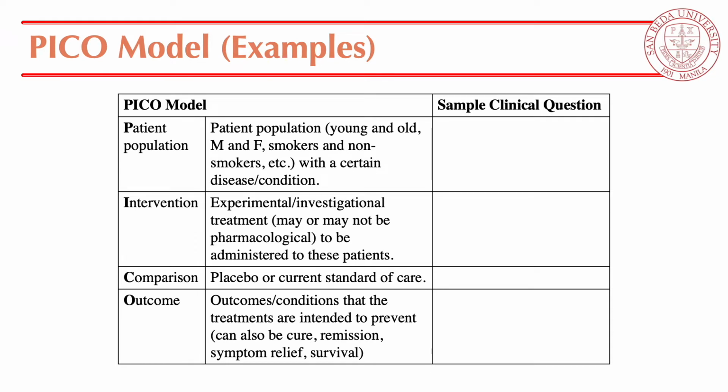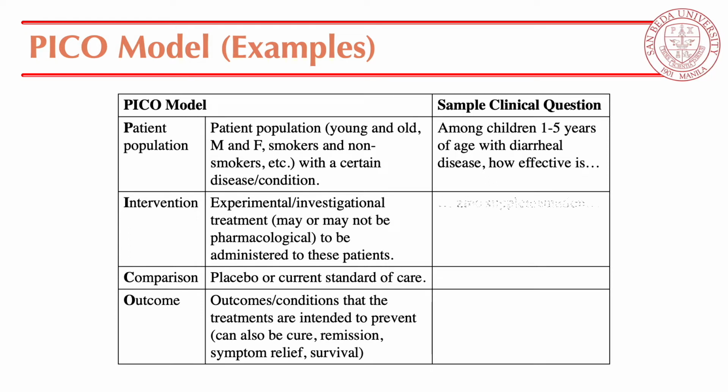Thus, the clinical question you must construct for your appraisal would be, among children between the ages of 1 and 5 years suffering from diarrheal diseases, how effective is zinc supplementation, the intervention you have in mind, compared to placebo or no zinc supplementation for that matter, in preventing acute diarrhea? With that, you would now know what journal articles to look for that can help you answer this particular clinical question of yours to help your patient.